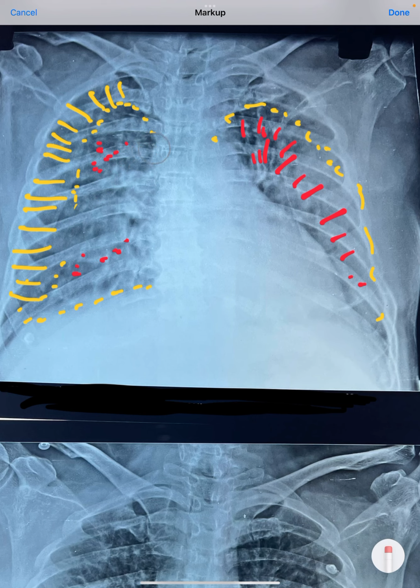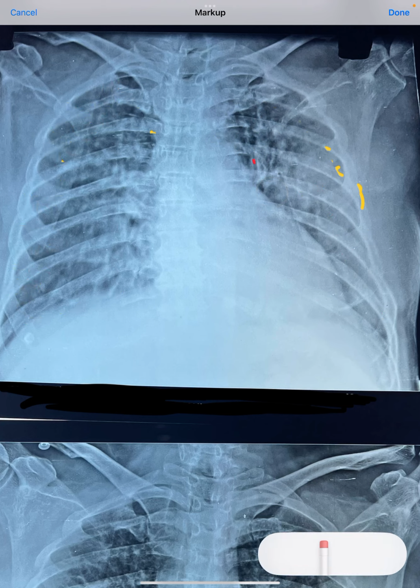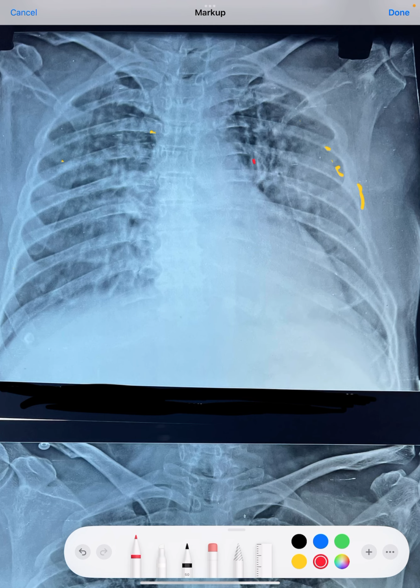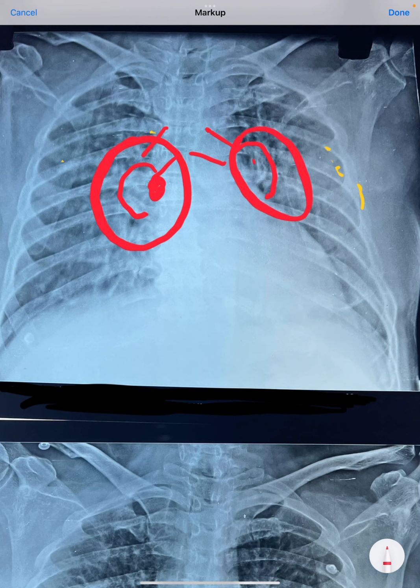This is the hilum region, because the pulmonary artery, pulmonary veins, all these bronchovascular markings usually start from this area. The trachea divides from around here. This is the pulmonary artery, the left pulmonary artery. This is the right pulmonary artery. So this area is what we call the hilum, because it is the perihilar area.